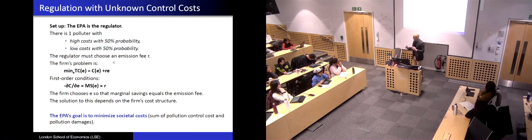And let me remind you, before I show you the graphical representation of what I just said, that the EPA's goal, again, is to minimize societal costs. So it's the sum of the pollution control and pollution damages. They care both about the marginal abatement cost, or the marginal saving, and also the damages being created. This is what they're trying to minimize, both of these things.